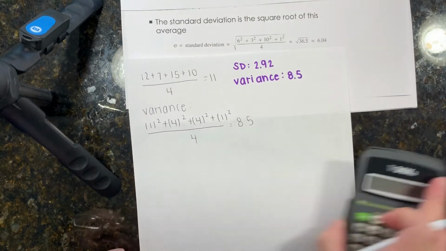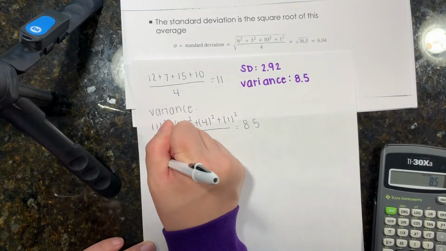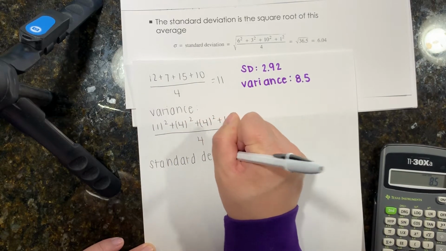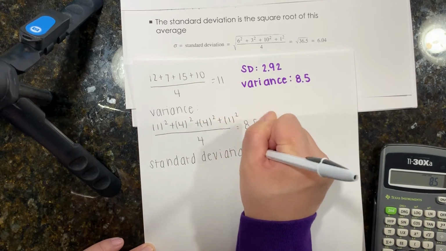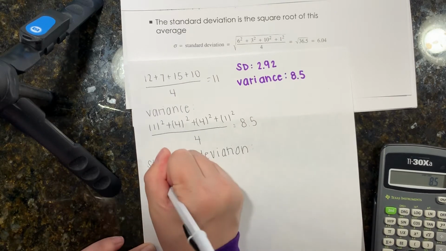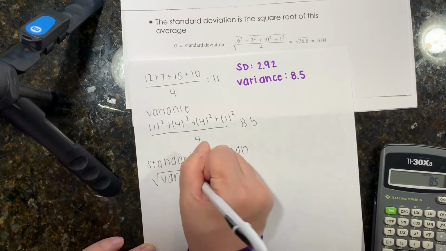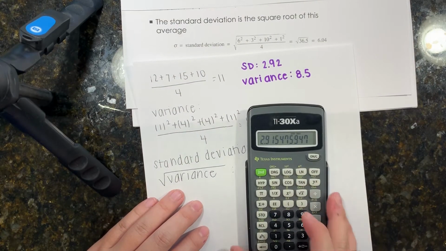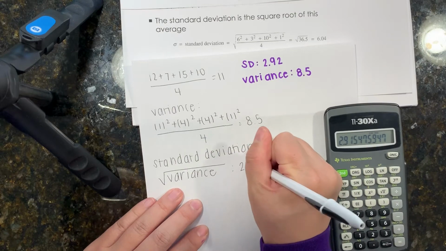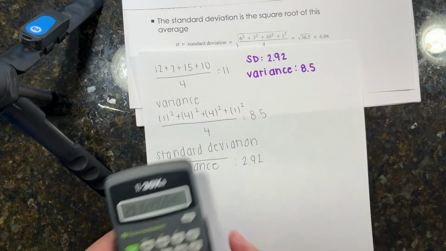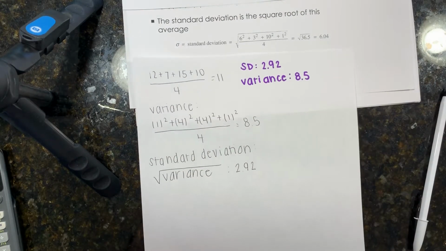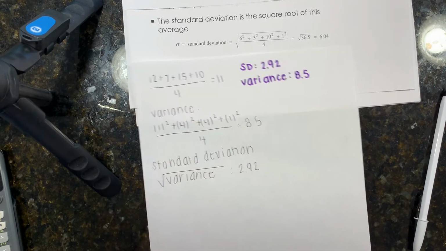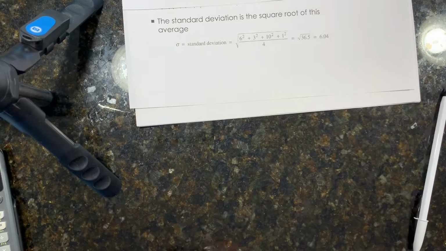The standard deviation is the square root of the variance, which means whatever I got for there, I'm going to square root it, and look at that, it gives me 2.92. So again, this can be done by hand, but it also could all be done in the calculator so that you don't have to memorize all of that. You just need to memorize how to use your calculator.